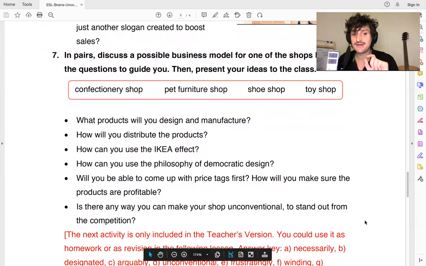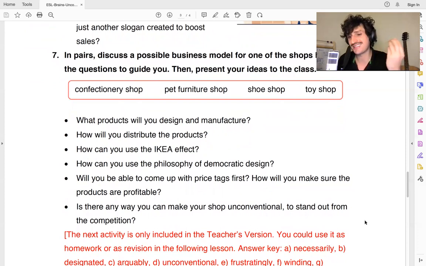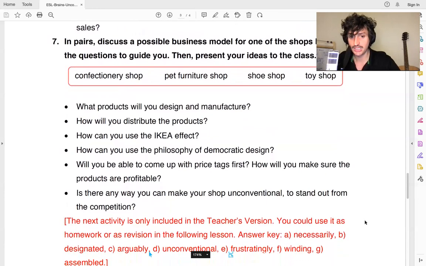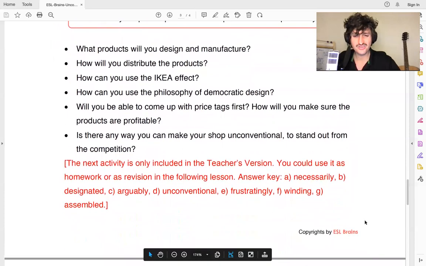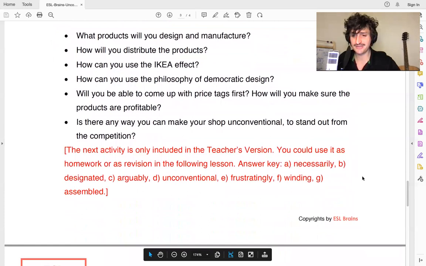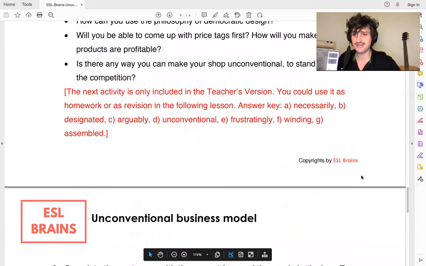And is there any other way you can make your shop unconventional? Because what you want to do is stand out from the competition. What does it mean to stand out? It means to be different. You want to be different from your competition. So you want to stand out, because there are so many businesses nowadays, and honestly, a lot of them are exactly the same. There's nothing original about it.